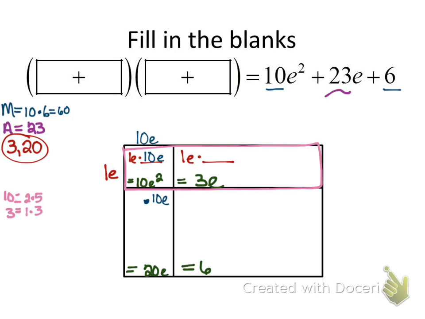Now let's find the width of my second rectangle. So 1 times what gets me to 3?